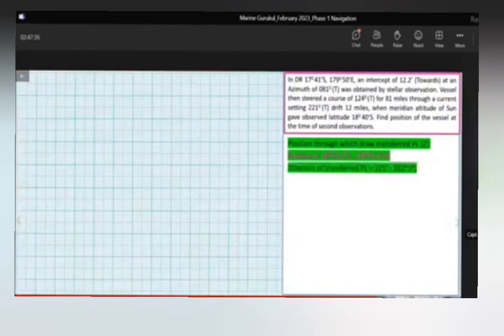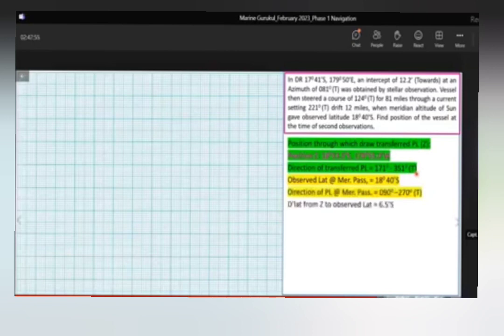We also know the direction of the transferred PL, it shall be perpendicular to the azimuth in the morning. That shall be 171 degrees to 351 degrees true. We know that the second observation has been latitude by meridian altitude, so observed lat is 18 degrees 40 minutes south. Direction of the second PL is east-west. D lat from Z to observed lat is 6.5 minutes south. So you can see it's 6.5 minutes south. Now having got this, now it's a case of simultaneous observations. Only thing is one is a transferred PL, other is an observed PL. So we get going with the plot.